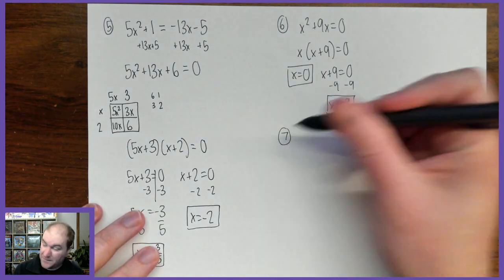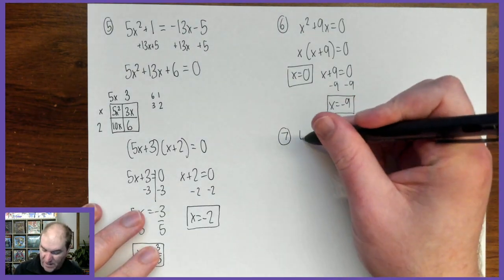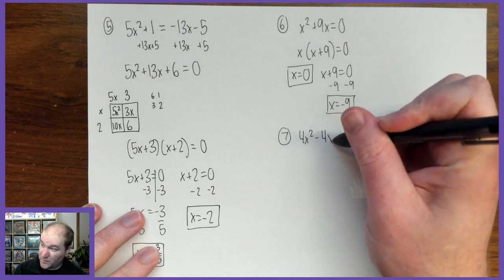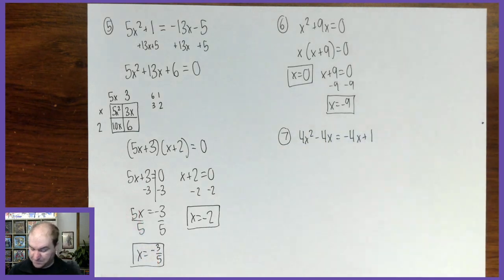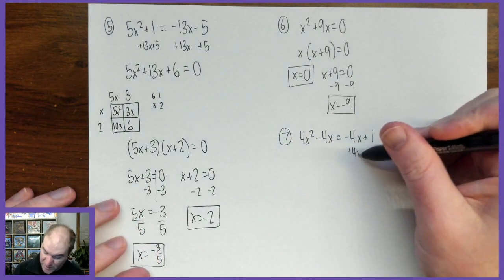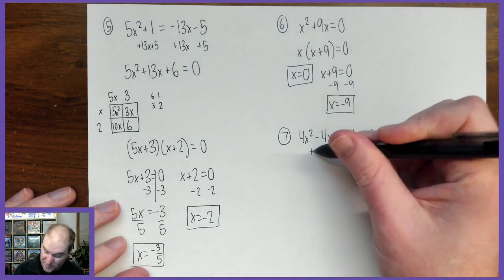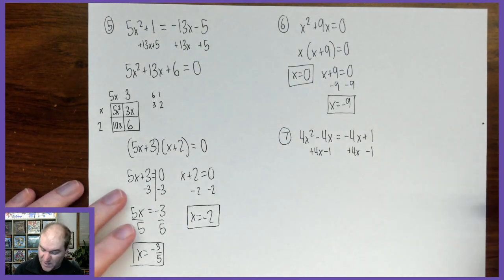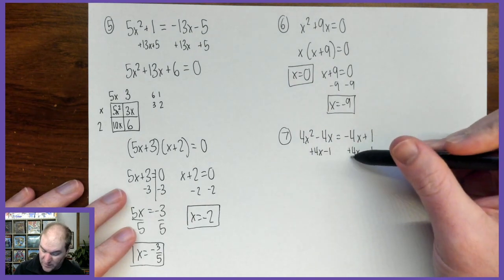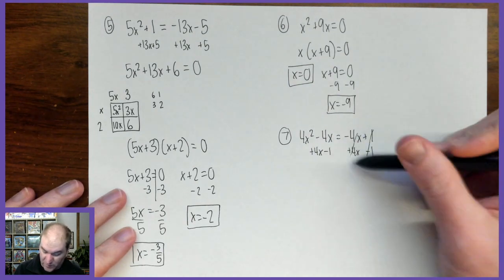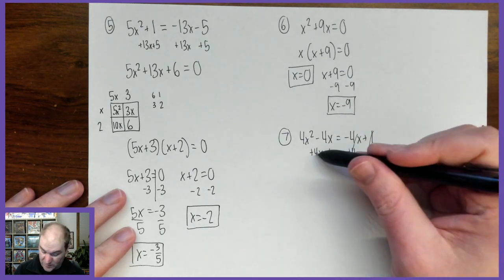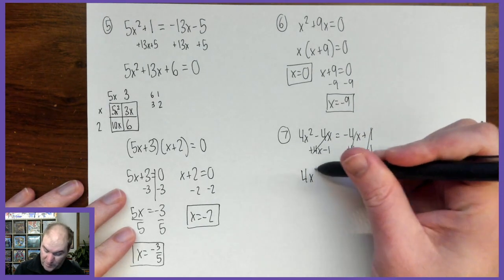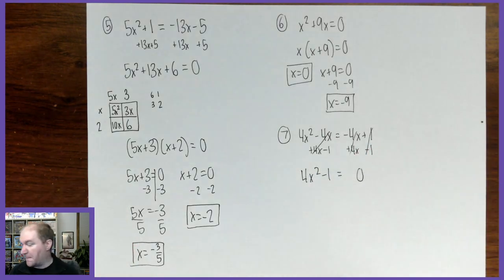Number 7. Solve the quadratic by factoring. 4x squared minus 4x equals negative 4x plus 1. Let's make it equal to 0. Let's do plus 4x and minus 1 to both sides. Oh, interesting. These will cancel and these will cancel. They'll be left with 0 here. But this 4x and this negative 4x will also cancel. The only thing left over here is 4x squared minus 1 equals 0.